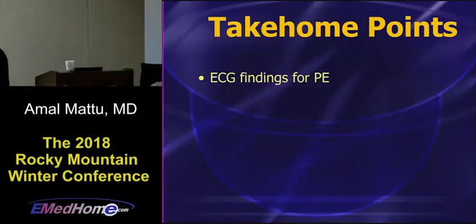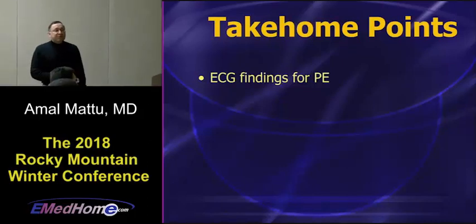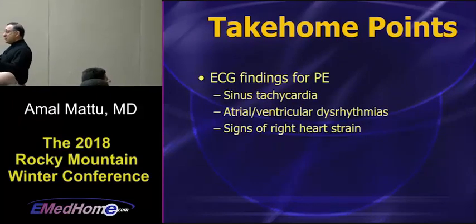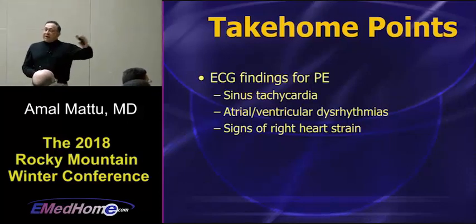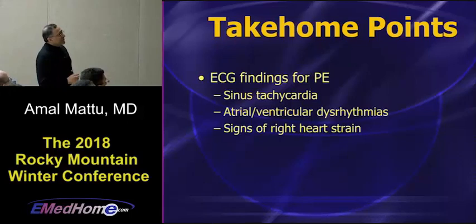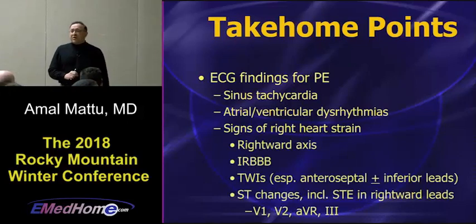So just a quick summary here. What are the things to be looking for on the 12 lead of a patient with a PE? Everybody knows about sinus tach. Everybody knows that you can get some supraventricular and ventricular arrhythmias. Everybody knows about the S1Q3T3, which really I would focus your attention on the rightward axis.